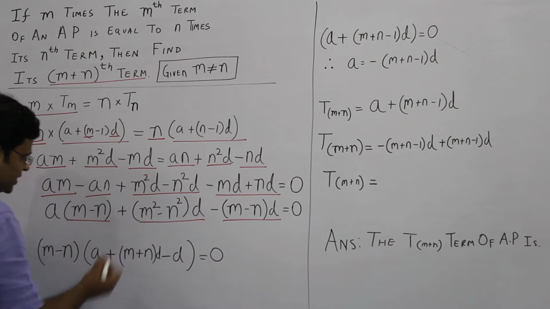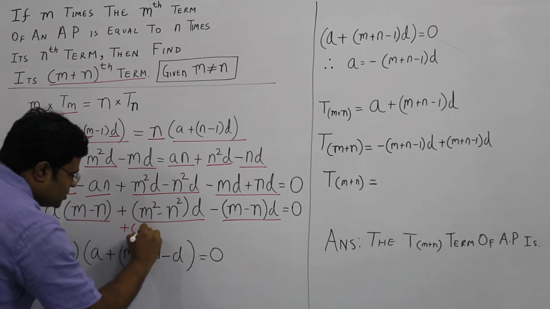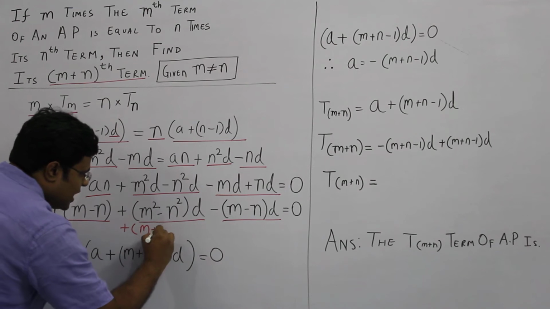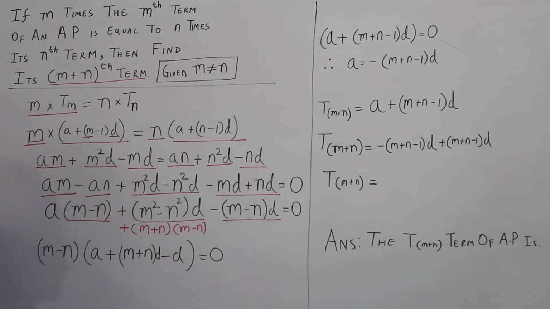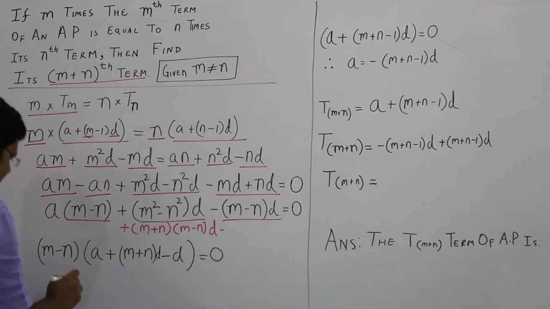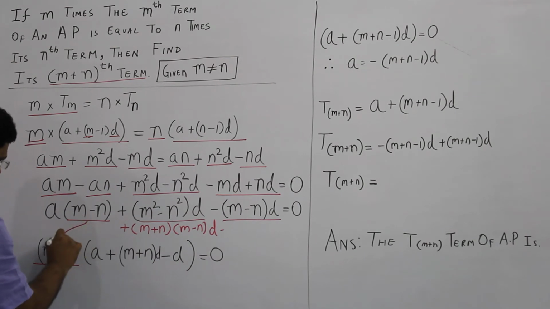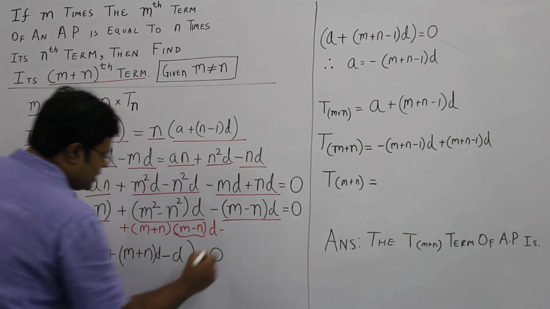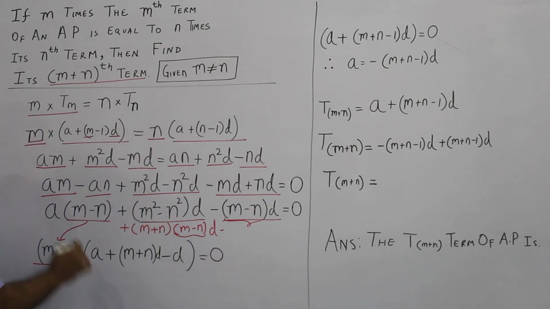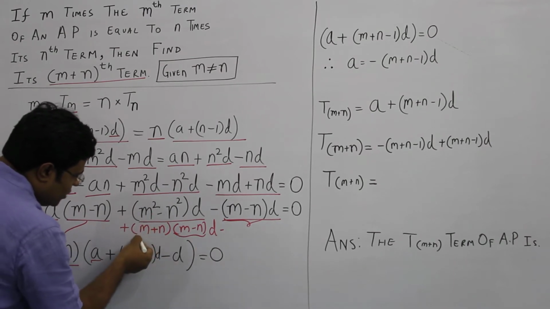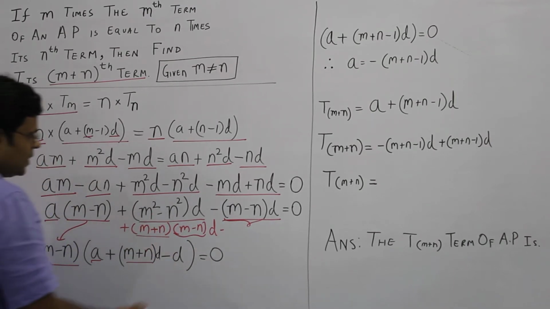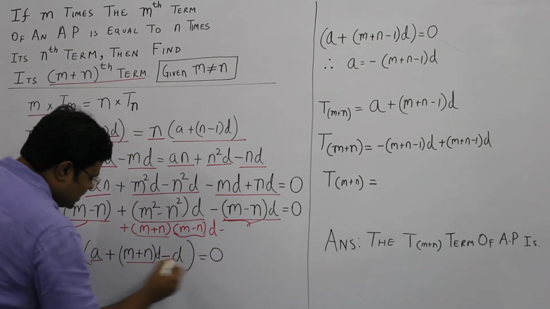So here we can take these things common. The only thing is, this side we must know m square minus n square is (m plus n) into (m minus n), and the d stays here. Now from these three terms we can take m minus n common. See, m minus n, m minus n, and m minus n. Now what's left inside? A plus, now m minus n is already common, (m plus n)d, and here m minus n is common, so minus d.